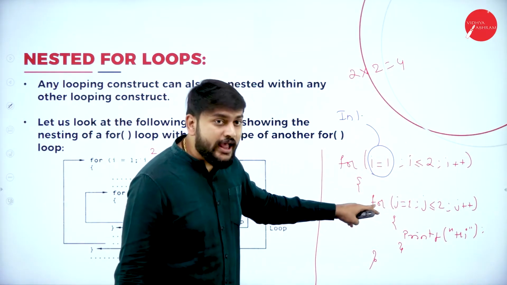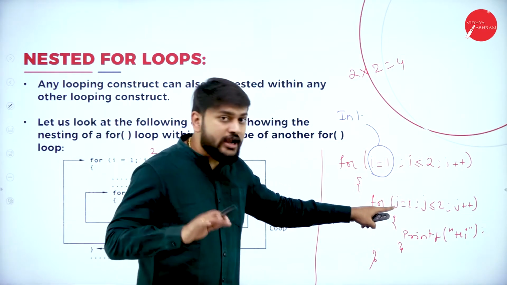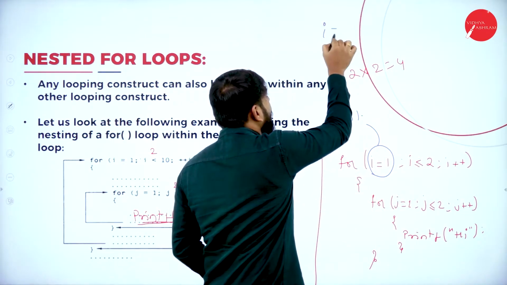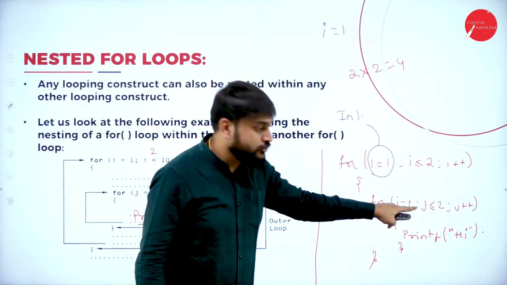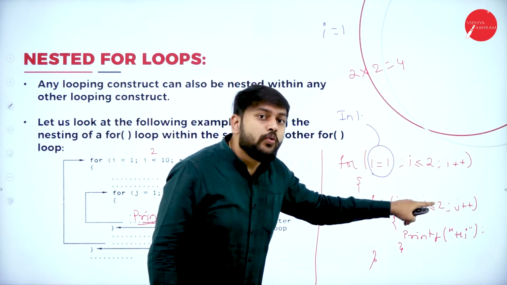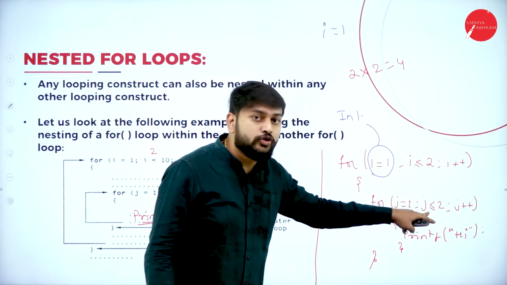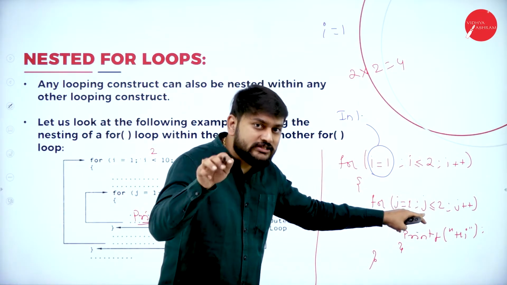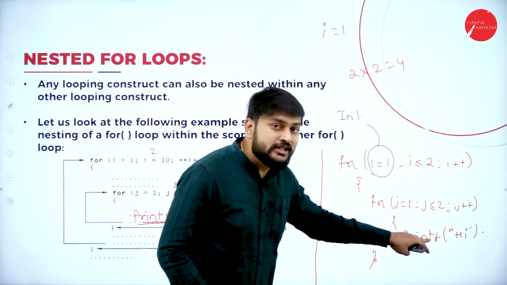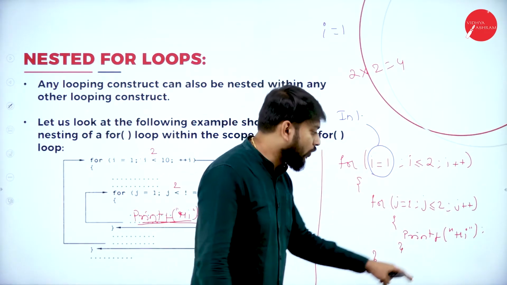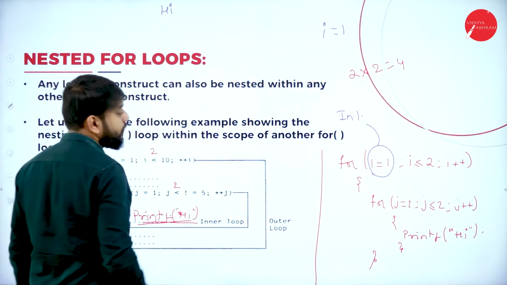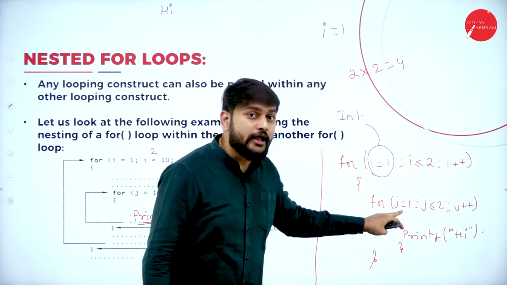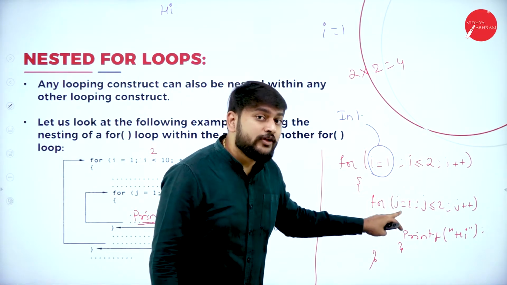So again, what do I have here? I have j equal to 1. Right now i is equal to 1, so keep that in mind. It comes inside with j equal to 1 and checks the condition: j should be less than or equal to 2. Yes, 1 is less than 2, so it comes inside and prints hi. Let me write the output here. One time it is printing hi. The j value is 1.